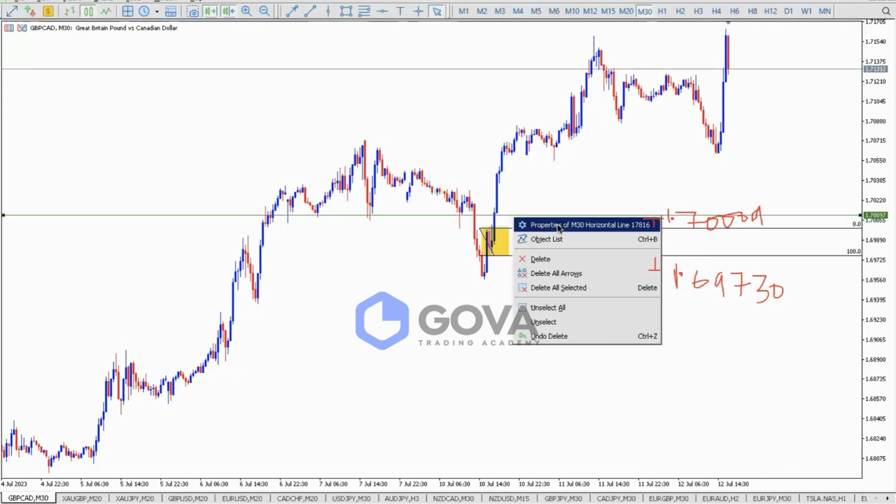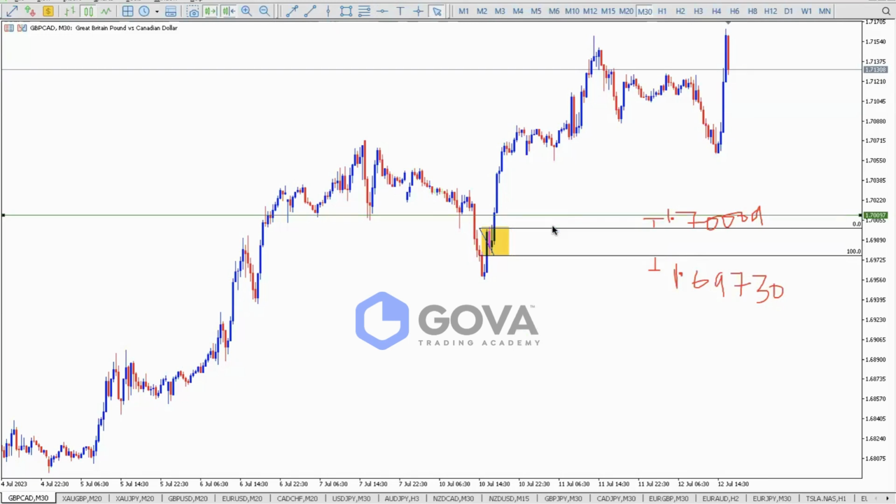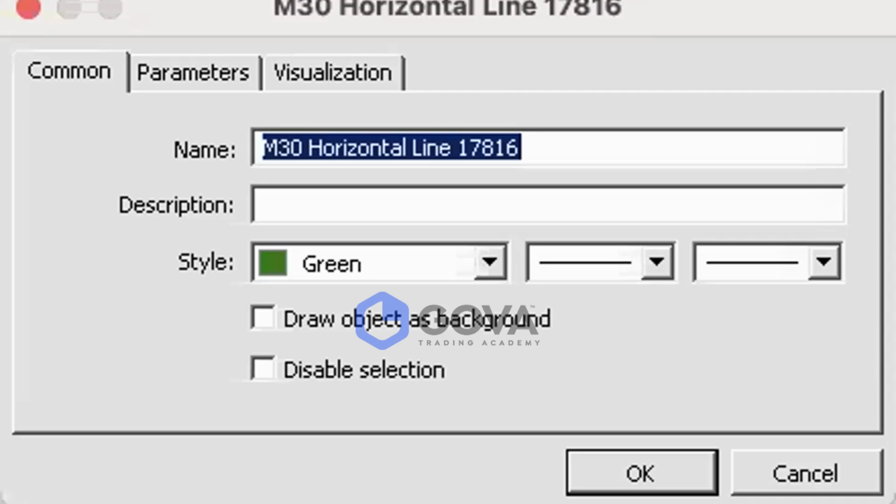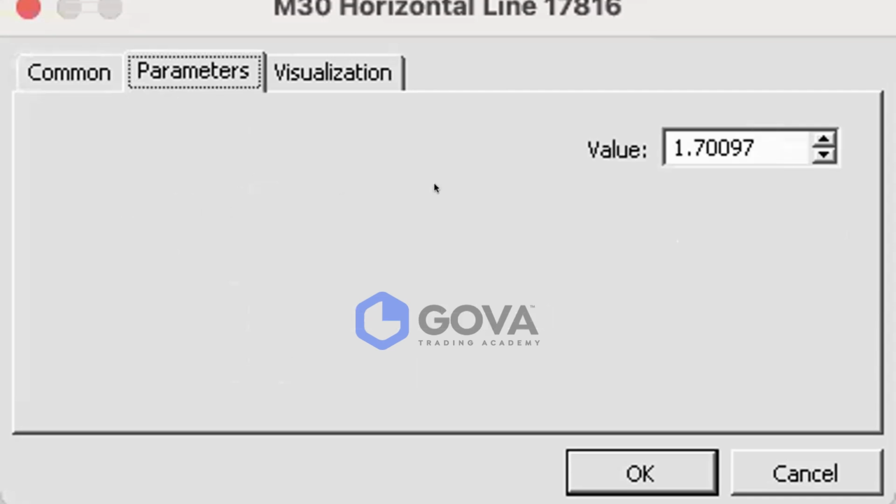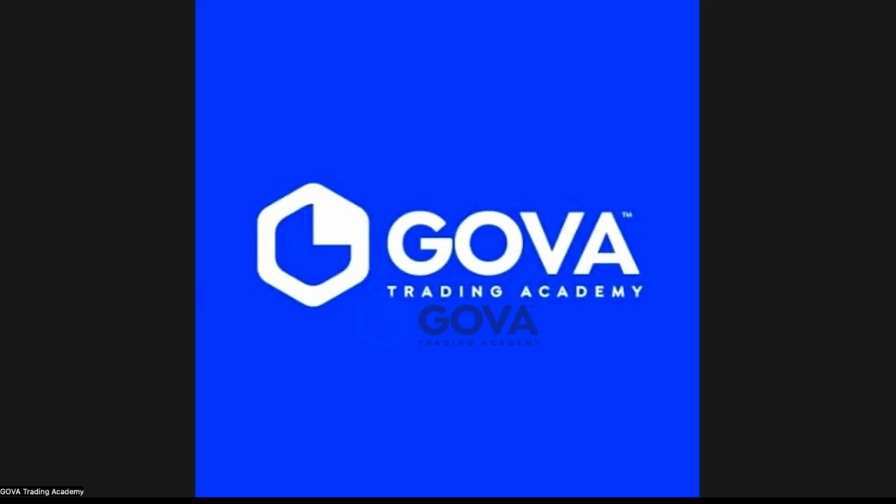Right click on the horizontal line, click on properties of horizontal line. When you click on it, you should be able to see this window. Under this window, go to parameters. Under parameters, go to value. For the value, the first value we had on the 2 pips is 1.70009. Then click on OK. So that is the price for our 2 pips.